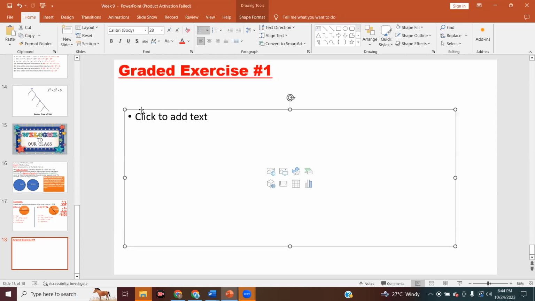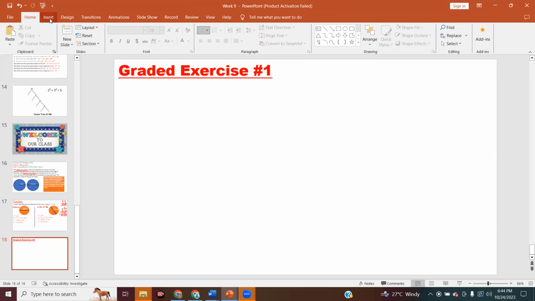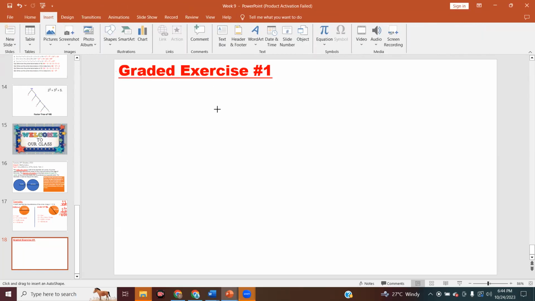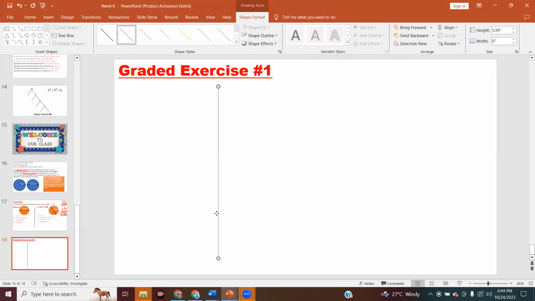All right. So for these ones, as a general rule, you are given the diameter and you have to determine the radius.